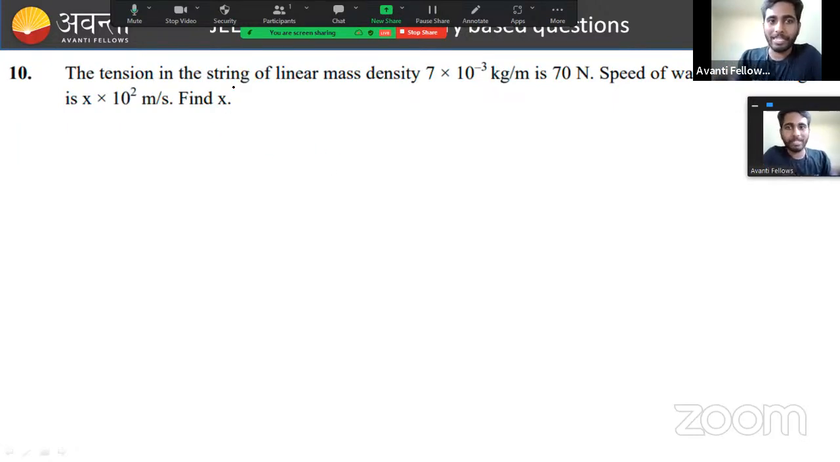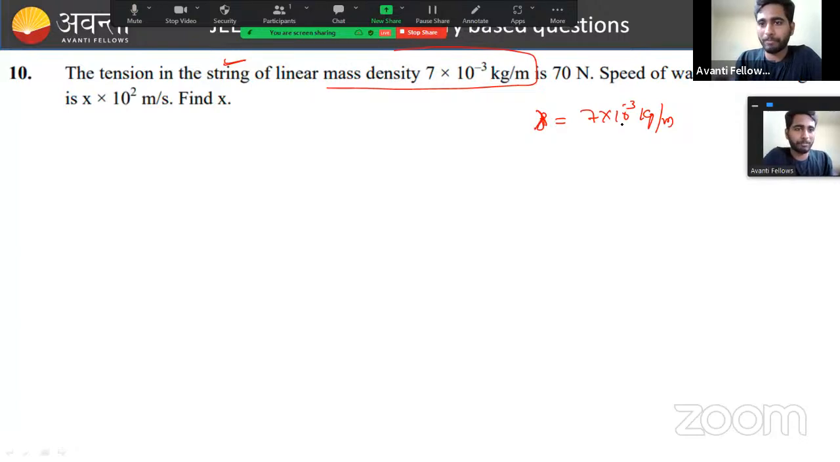Now the question: the tension in a string of linear mass density is this much. This is a string problem. Linear mass density, rho or lambda, is equal to 7 into 10 to the power of minus 3 kg per meter. The tension given is 70 Newton. The speed of the wave on the string is also given as x into 10 to the power of plus meter per second.